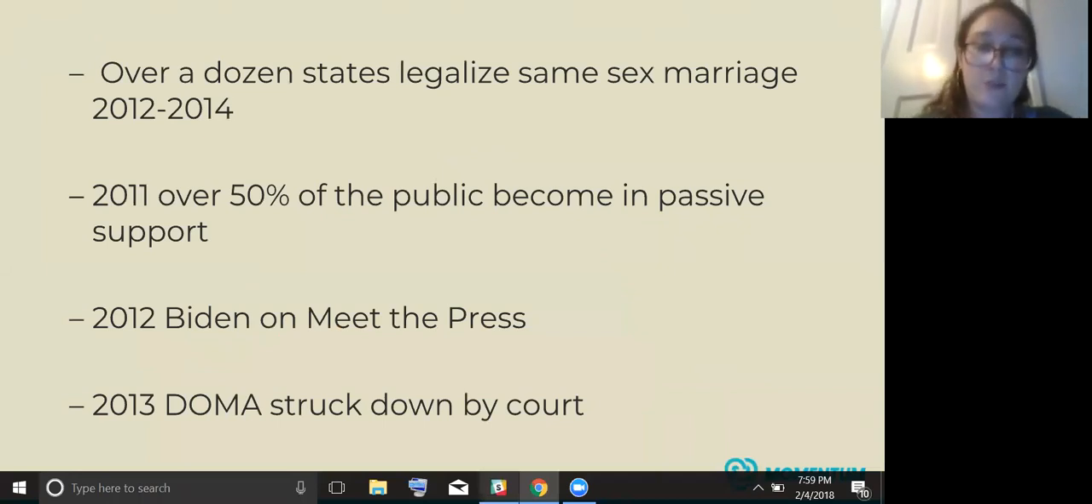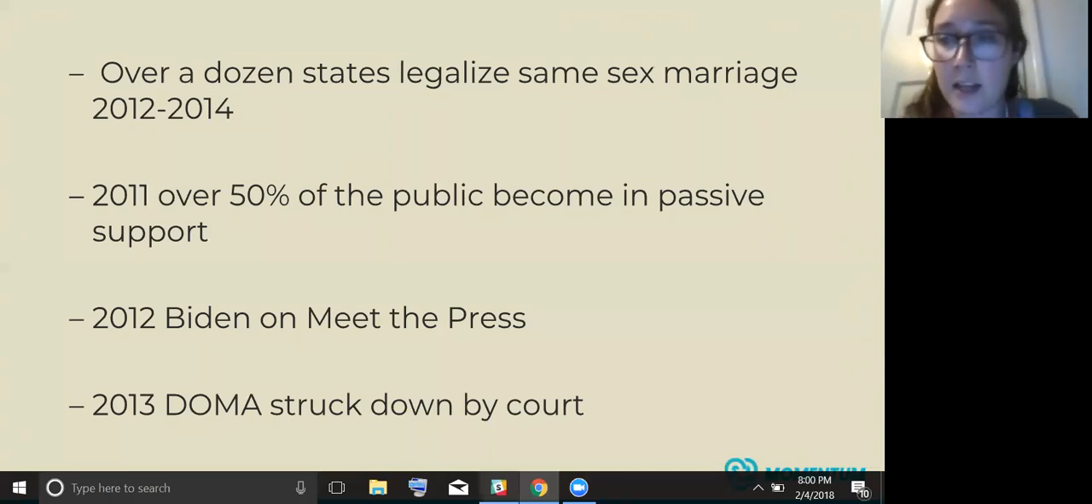From 2012 to 2014, over a dozen states legalized same-sex marriage. By 2011, 50% of the public are passive supporters. And I don't know if folks remember, but in 2012, Biden came out supporting gay marriage, closely followed by Obama, which was the first time that a president had done that. But what's important to note is that it wasn't because people were putting all kinds of pressure on Obama to come out to say it. It was because public opinion had shifted because there was massive active popular support. And so the politicians followed.